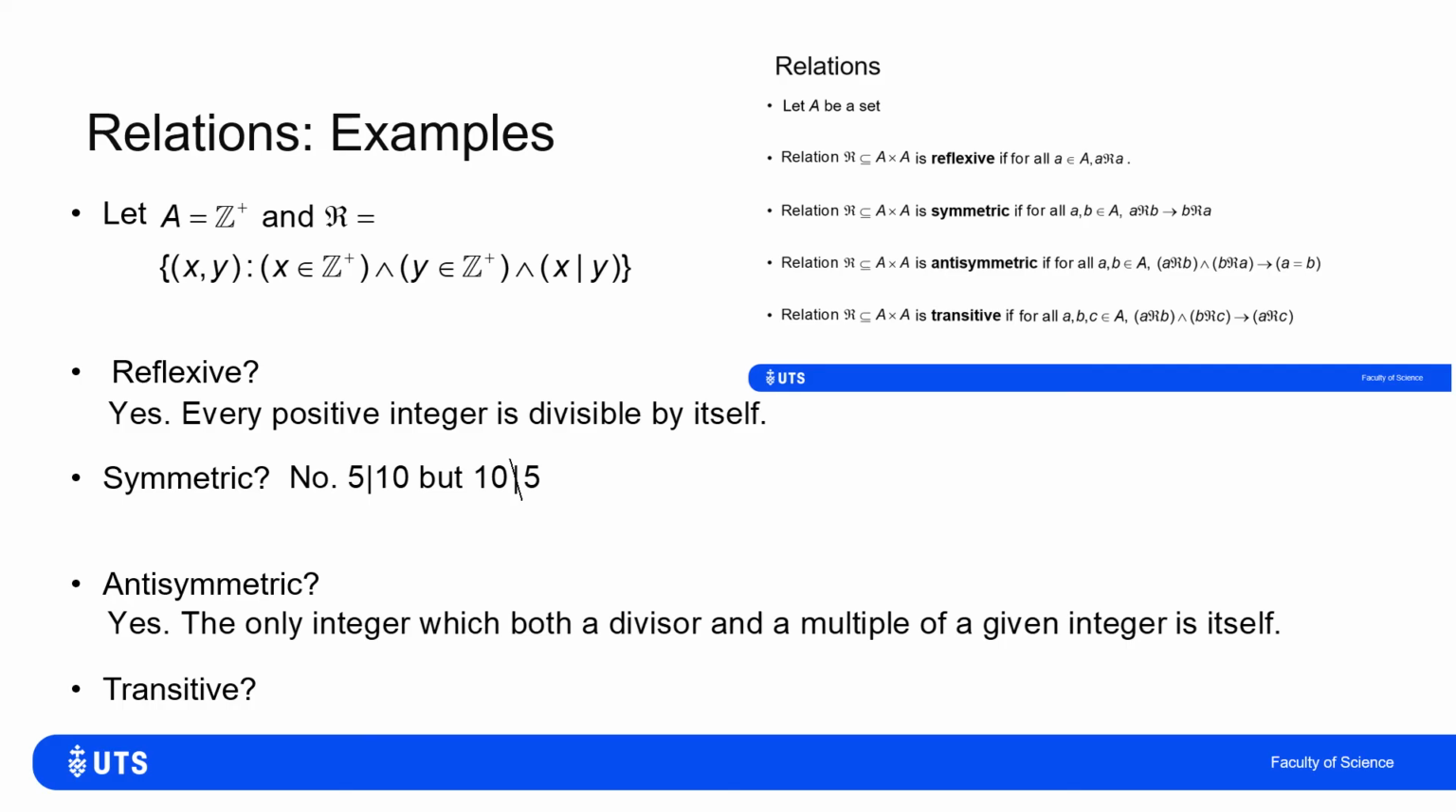Is it anti-symmetric? Well, yes, because if I know that something is both a divisor and a multiple of another number, it has to be the same number. I can say that 10 is a multiple of 5, but 5 isn't a multiple of 10. But I can say that 10 divides 10 and 10 is a multiple of 10. I can say that 17 divides 17 and 17 is a multiple of 17. So the only integers which are both divisors and multiples of a given number is the case when the first integer I'm interested in is the same as the second. What about transitivity? Well, yes, because if I've got that a divides b and b divides c, then a has to divide c.